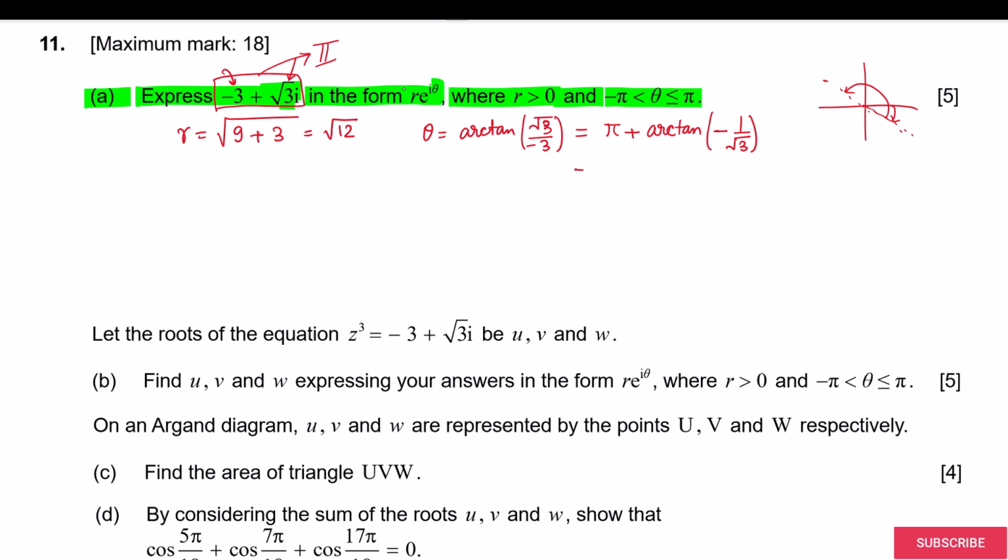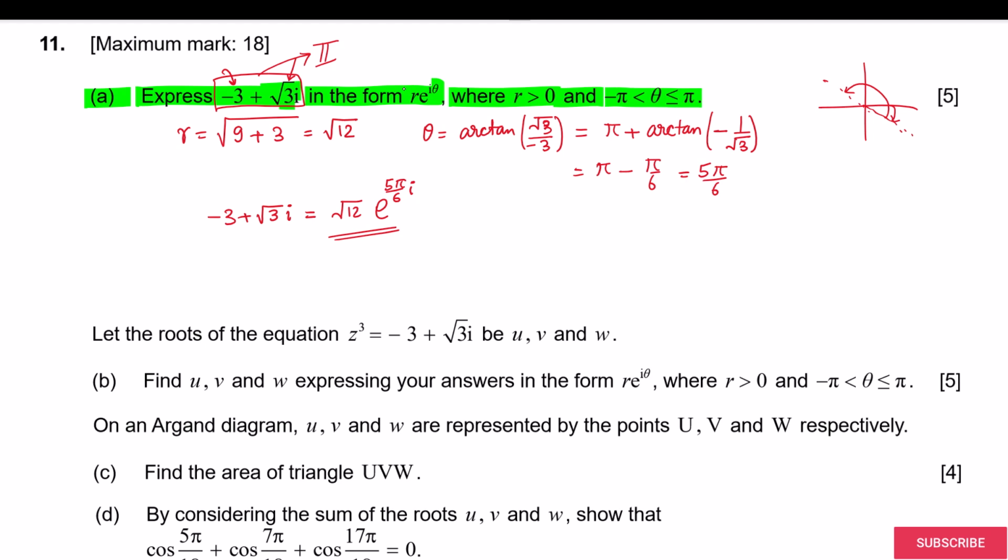So this becomes pi, and this value is negative pi over 6. So finally we got this thing as 5 pi over 6, and hence negative 3 plus root 3 iota in the Euler's form is root 12. Root 12 also we can write as 4 into 3, which is 2 root 3, but that's fine. I will write it in this form itself, root 12 e to the power 5 pi over 6 iota, and that's the answer for this part.